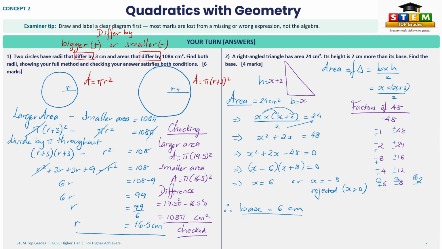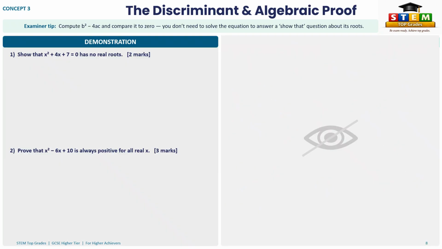Okay, time for us now to move on to concept 3. Concept number 3, the discriminant and algebraic proof. Now this is clearly for grade 9 questions. Here's your examiner tip. Compute b squared minus 4ac and compare it to 0. You don't need to solve the equation to answer a show that question about its roots.